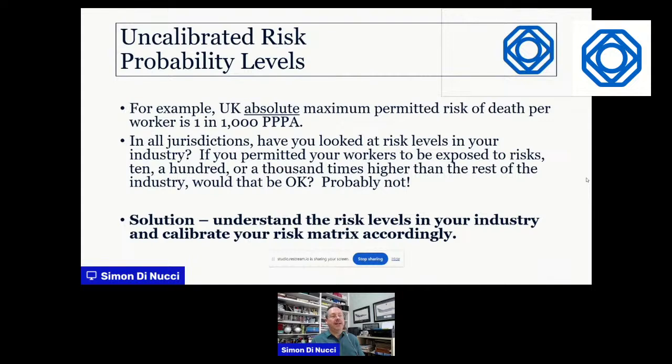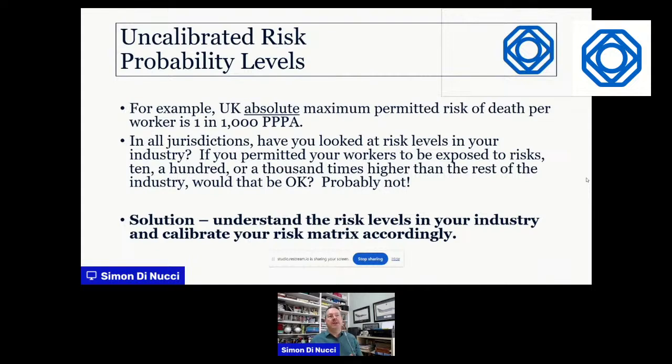Now, in reality, even in the riskiest occupations in the UK, they're nowhere near those limits. But whatever your jurisdiction, have you looked at the risk levels in your industry? What is typical? If you're working in a certain industry, let's say offshore oil and gas, and you're saying, well, we'll accept a risk of up to whatever, which is 10 times, 100 times or 1,000 times greater than the rest of the industry, that's probably not okay. If you had an accident, you might well get prosecuted just for permitting that level of risk and not taking note of typical risk levels in the industry, because you should be aiming for that or better, really. That's good practice.